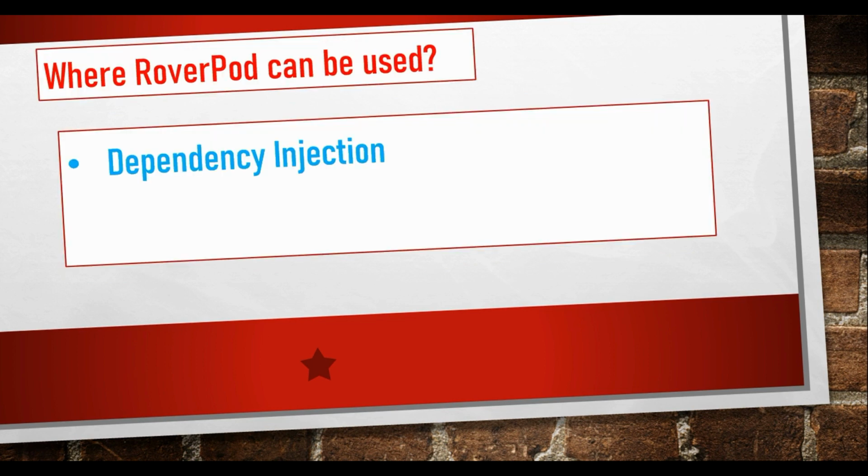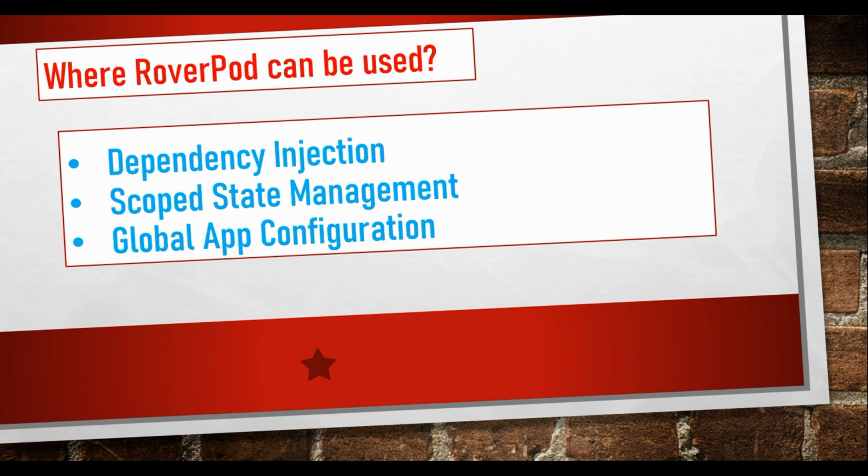Three, Riverpod. Dependency injection: managing dependencies across different layers of the application, ensuring efficient and flexible dependency management without tight coupling. Scoped state management: providing scoped state management for components within specific feature modules or screens, preventing unnecessary re-renders and optimizing performance. Global app configuration: managing global app configurations and settings, allowing dynamic updates without restarting the application.